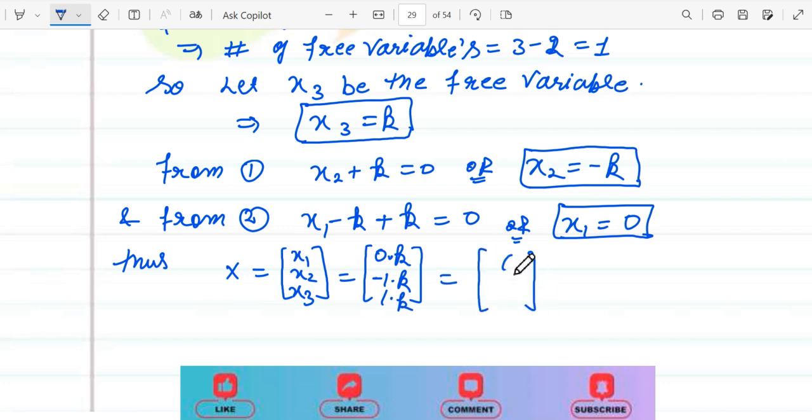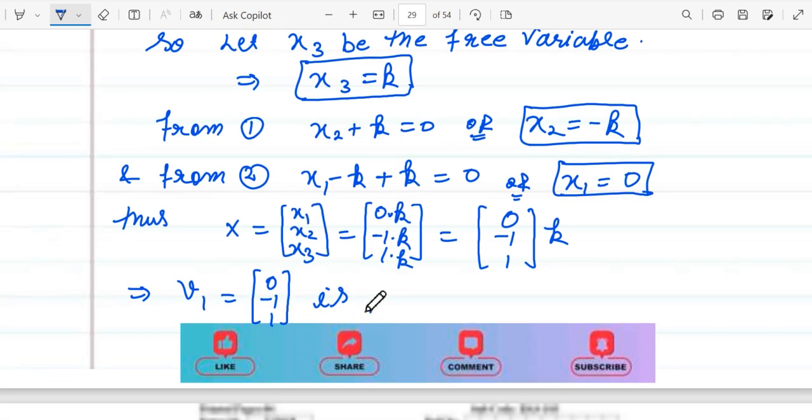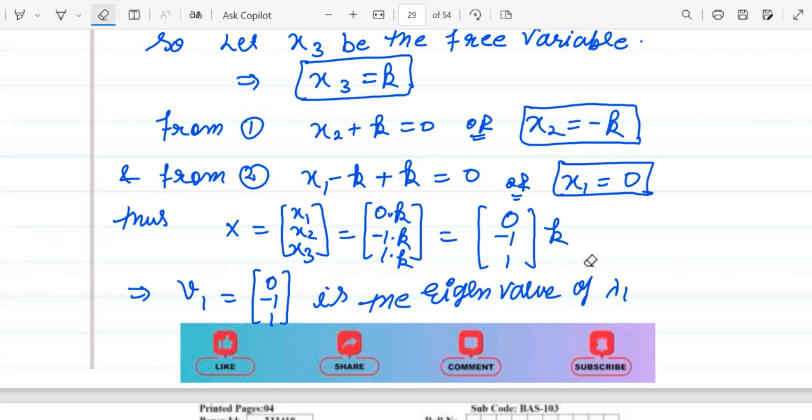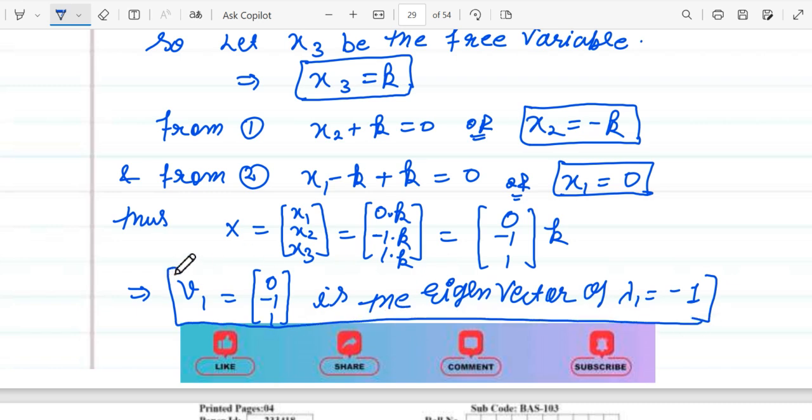Therefore 0 minus 1 1 k, and this implies v1 is equal to 0 minus 1 1 is the eigenvector of the eigenvalue lambda 1 is equal to minus 1. ये आपका पहला eigenvector आ गया.